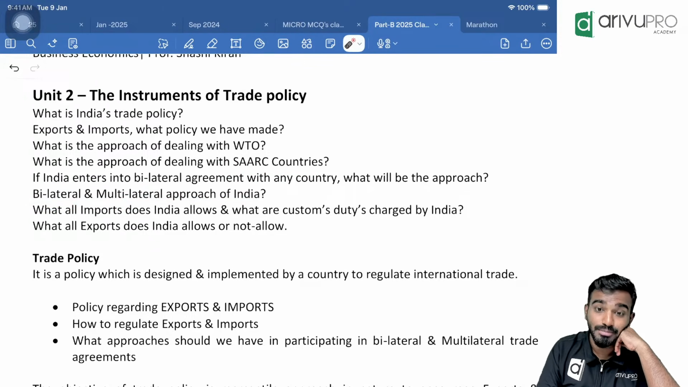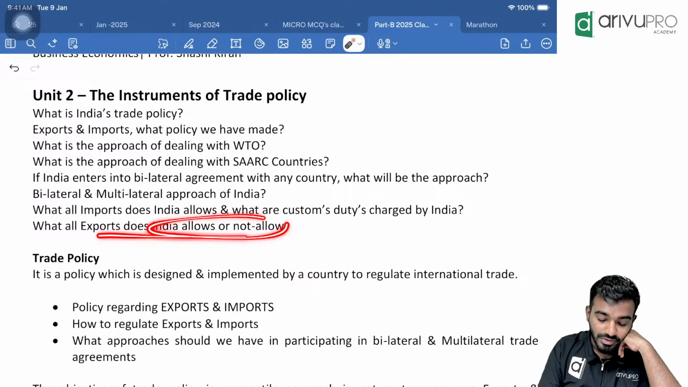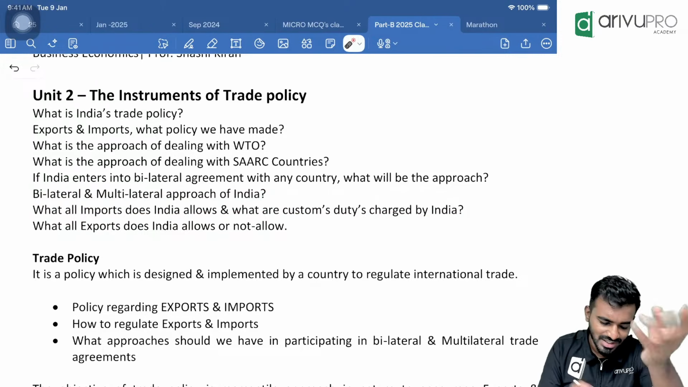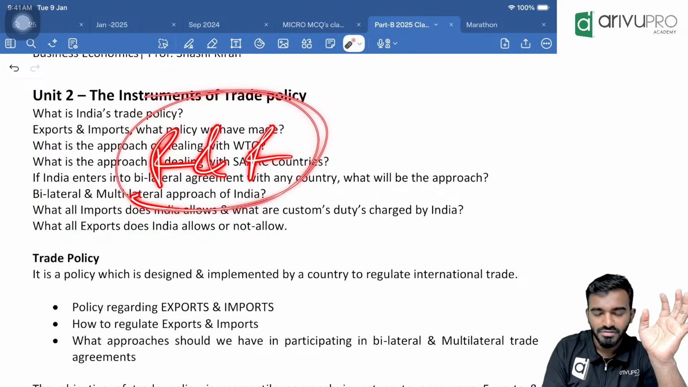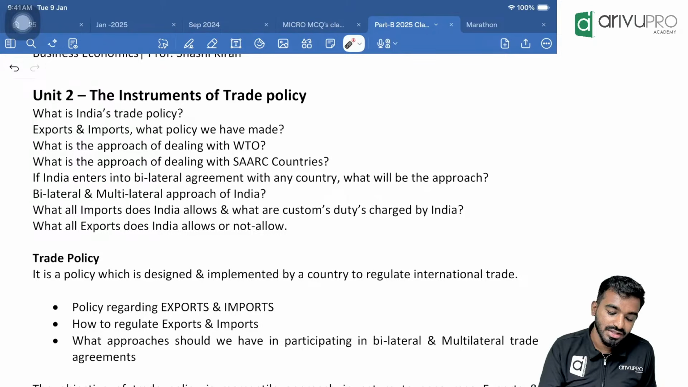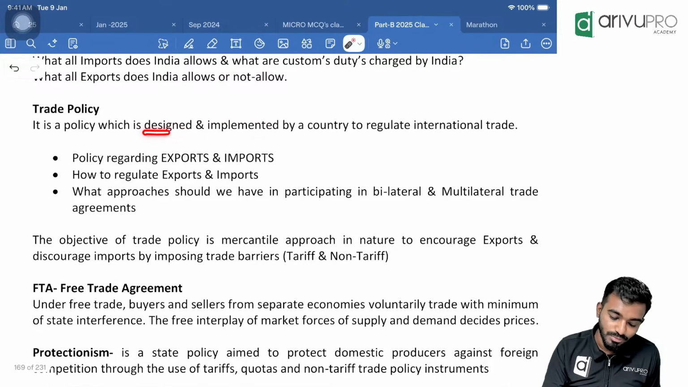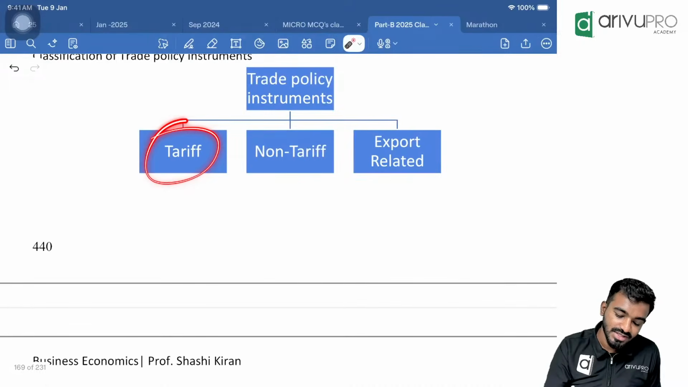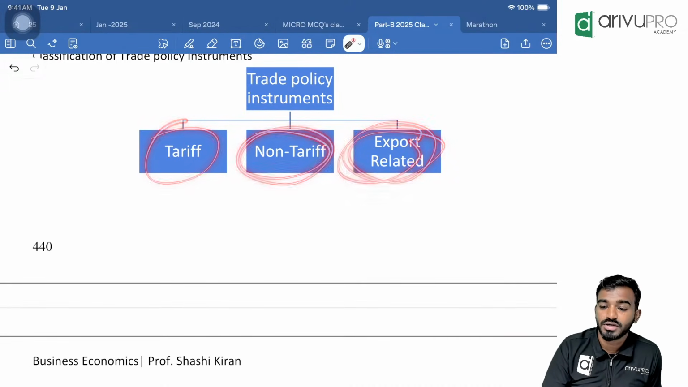Bilateral and multilateral approach of trade. And what all we allow, what all we don't allow for exports, and what all we allow for imports, and what all we don't allow, what all customs duty we charge. In short, rules and regulations of export and import is what we are going to study in this instruments of trade policies. Clear? So trade policies are those policies which are designed and implemented by a country in order to regulate international trade. So policies related to export and import, what we do and what we don't do, and approaches of dealing with bilateral agreements and multilateral agreements.